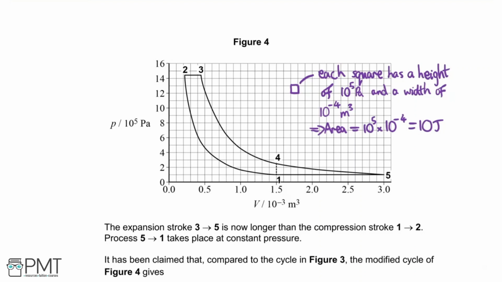Now looking at the shape 4, 5, 1, 4, it is not quite a triangle because there's a curved edge there. This shape takes up approximately 9 squares, which is therefore 90 joules. So it's certainly not an extra energy per cycle of 130 joules. So let's put our answers into the answer space.